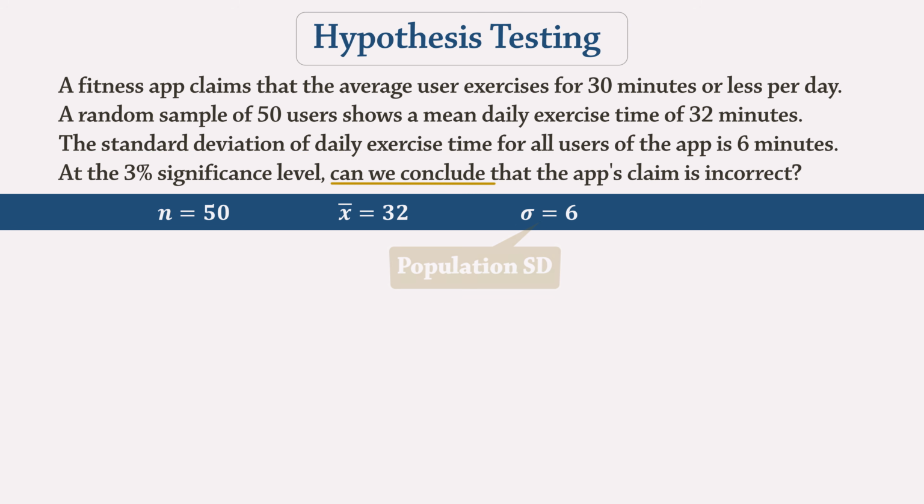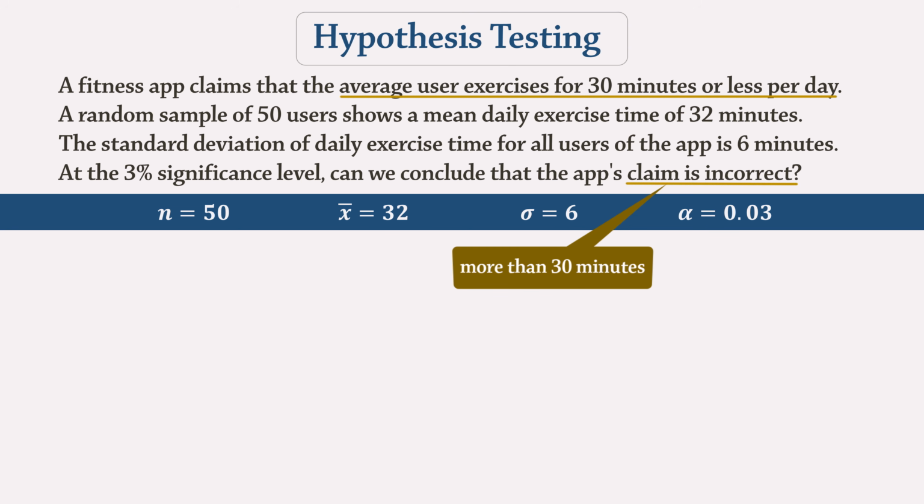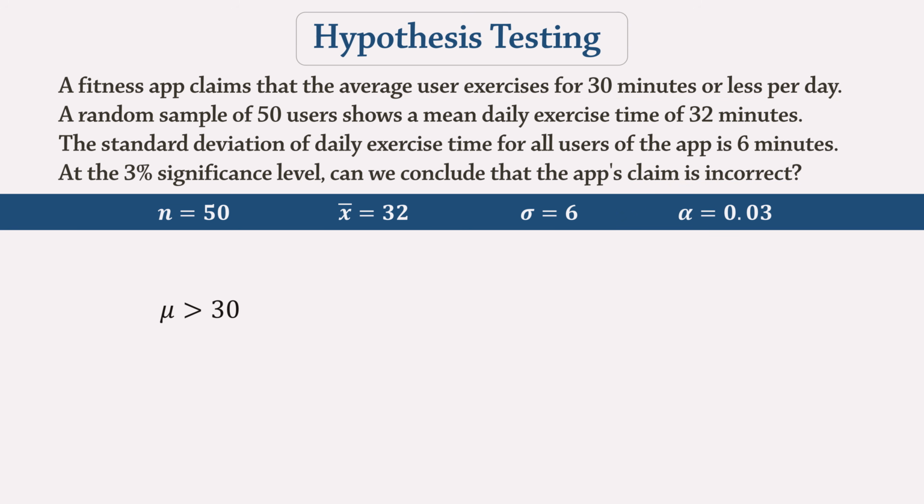We want to test if the claim is incorrect at the 3% significance level, that is, at alpha equals 0.03. Now, the claim is that the average user exercises for 30 minutes or less per day. Testing if this claim is incorrect means testing if the average user exercises for more than 30 minutes per day, or mu greater than 30, where mu is the population mean. This then becomes the alternative hypothesis HA or H1 since it has no equality.